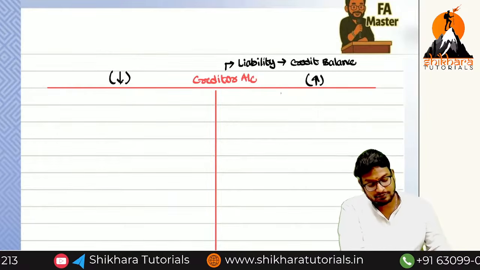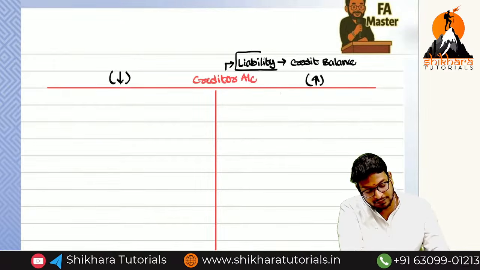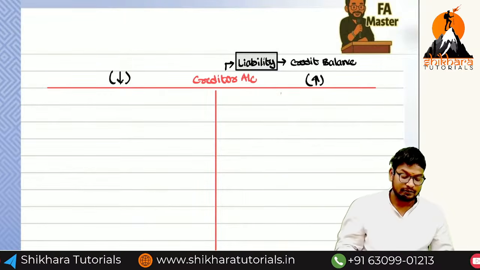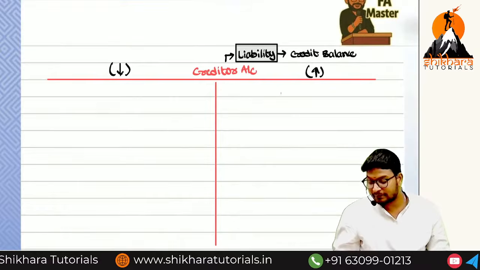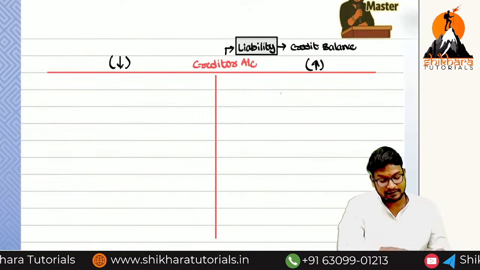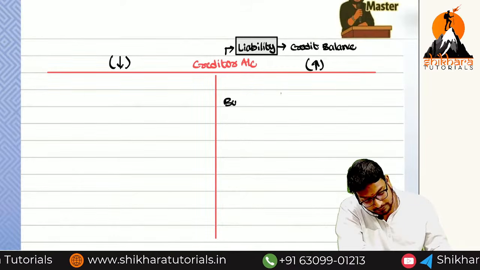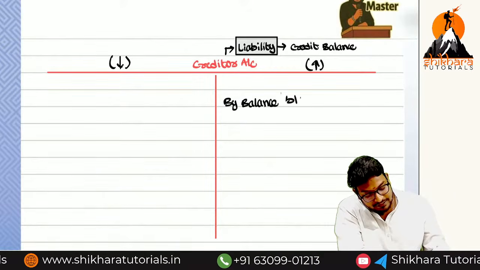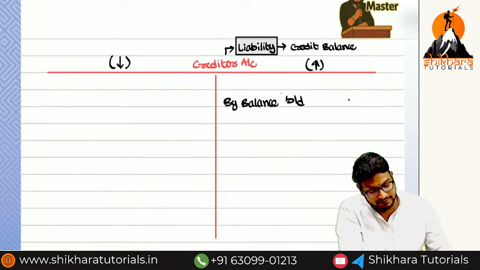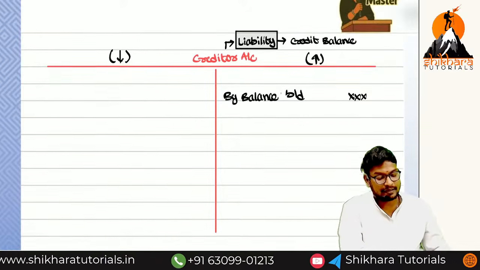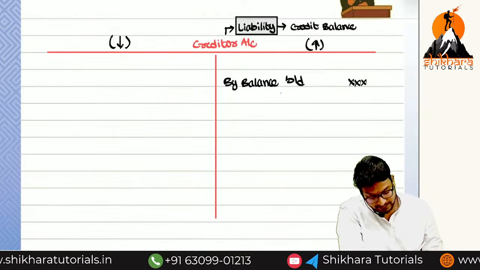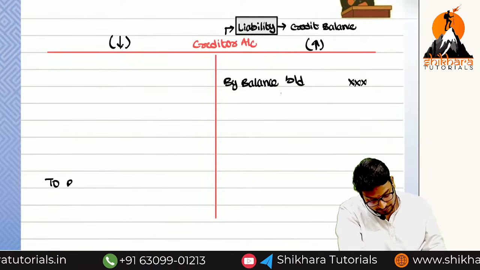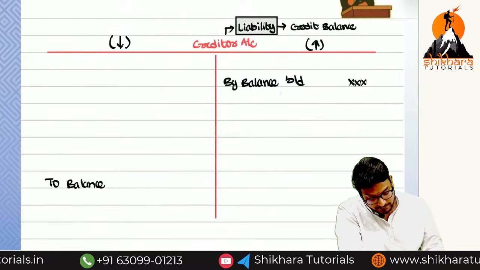So here for the assets and liabilities, what are we going to have? Opening balances and closing balances. For the credit balance, opening balance will be on which side? Credit side. So what do we write? By balance. Opening means brought down, closing means carried down. And the closing balance will be on which side? Debit side, because it is showing which balance? Credit balance. So, to balance carried down.